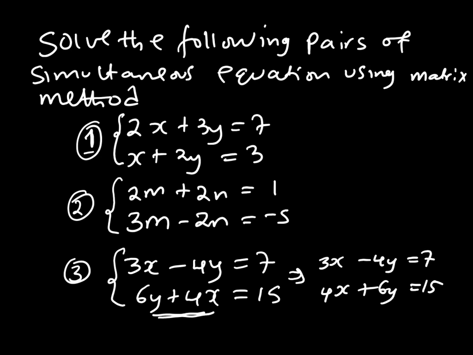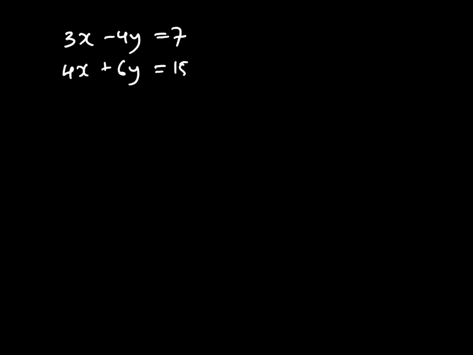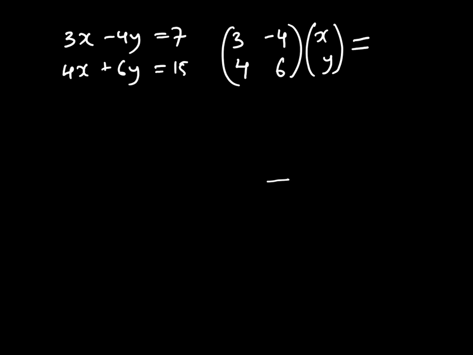So let's answer this. So what we do first is to arrange this equation so the variable matches. We have done that. Next is to extract a matrix of coefficients. So you extract the coefficients and write the matrix of those coefficients. In this case, I will have a 3, then this is a 4, then this is a minus 4 and a 6. Okay, this multiplies by x and y. That's the order because x, the starting variable, equals to 7 and 15.